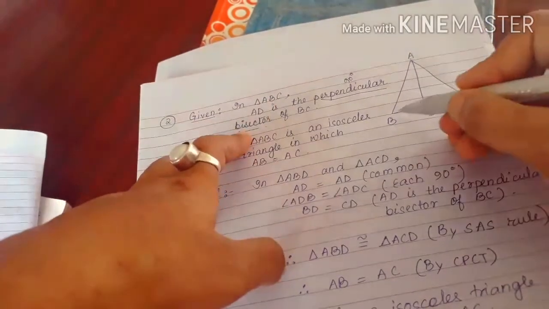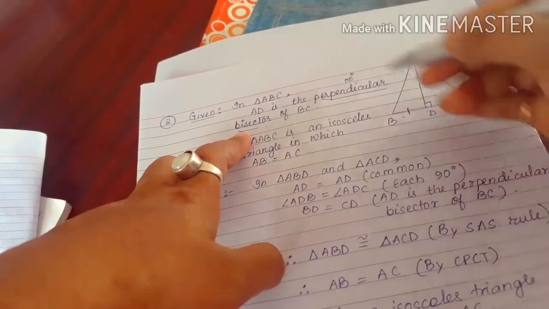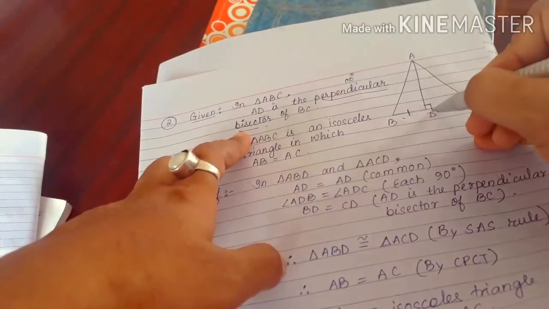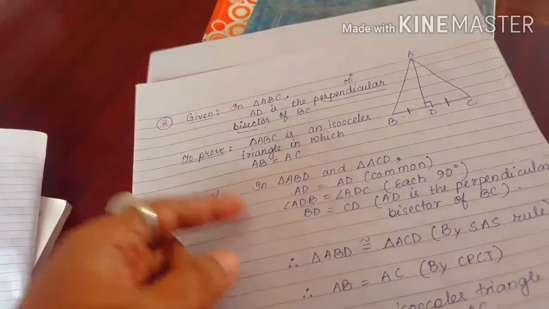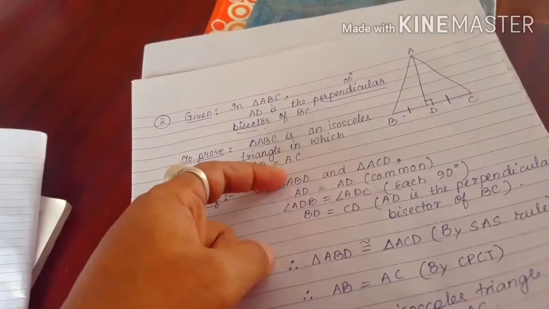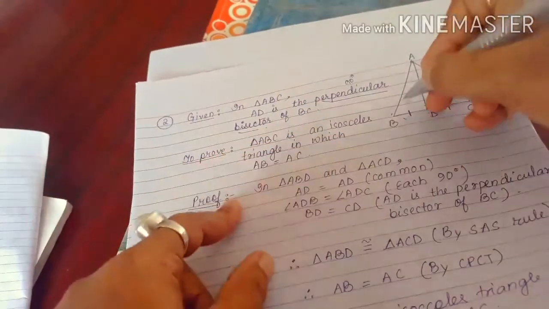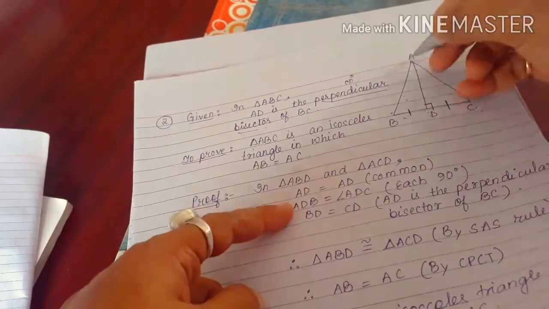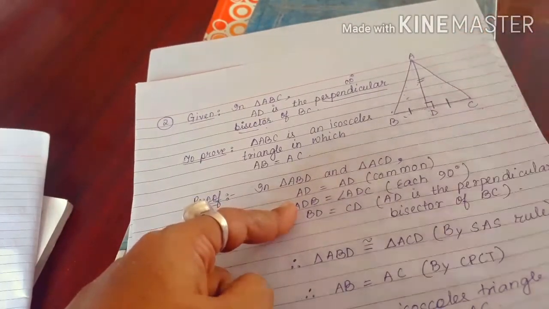So the meaning of bisector is AD divides the side BC into two equal parts, and perpendicular means this is 90 degree. Okay, so here you can see I have taken the two triangles, that is ABD and triangle ACD. So triangle ABD and triangle ACD. So in these two triangles, AD is the common side to both the triangles. Okay, so this is the common side.